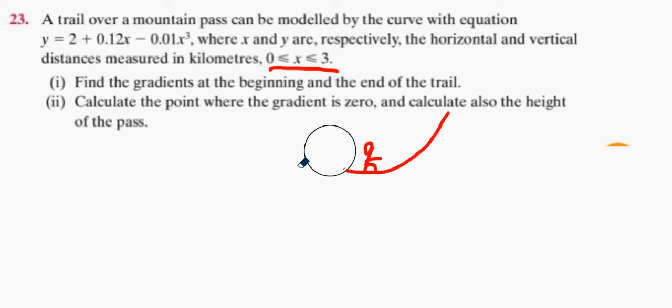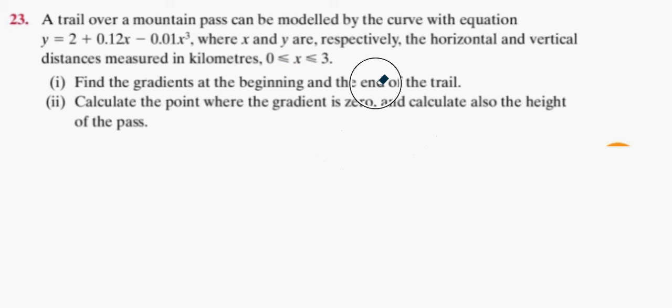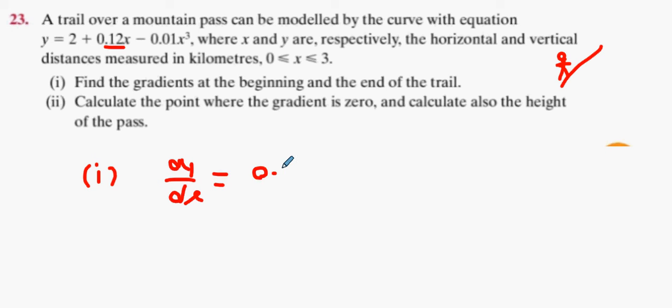Now, find the gradients at the beginning and end. Gradient means the slope. How difficult is the slope at the beginning of the trail? So what's the slope in differentiation, Charlie? First derivative. Let's just get the first derivative. And we get 0.12, and we multiply that by 3, so 0.03x squared. Next thing we're going to do is, it's the beginning of the trail, so what's the x value? 0. The x value is 0.